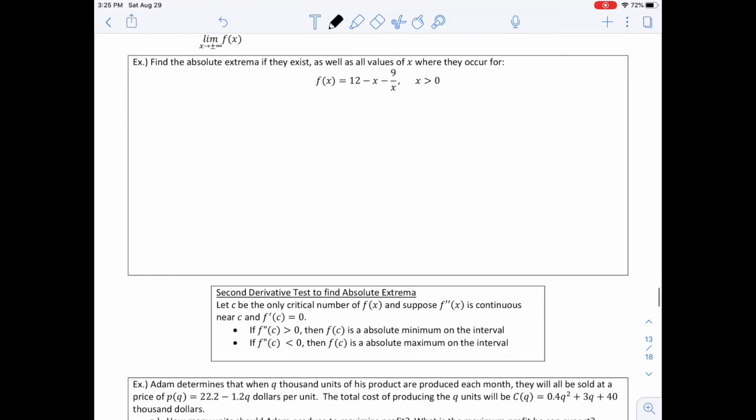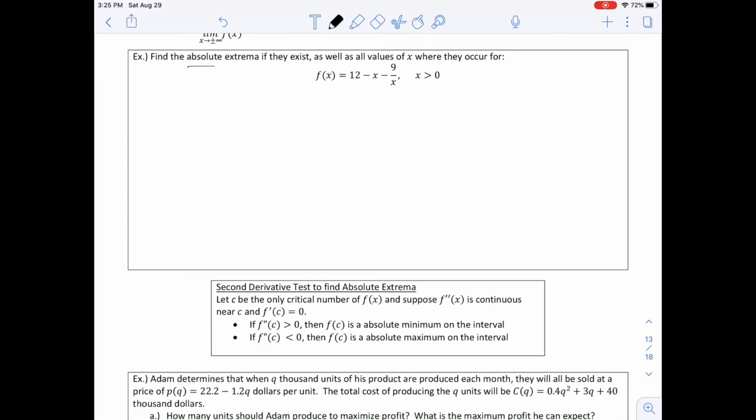So the next example that we have says find the absolute extrema, which again is our absolute maximums and minimums, if they exist, as well as the values of x where they occur. So the function that we have is f of x equals 12 minus x minus 9 divided by x. It does tell us that x is greater than 0, so we know that it doesn't include 0, and we know it goes on to infinity. So I am not dealing with a closed interval like we had before. However, it is asking for absolute extrema like it did in the previous examples.